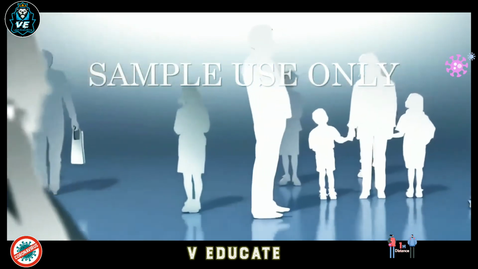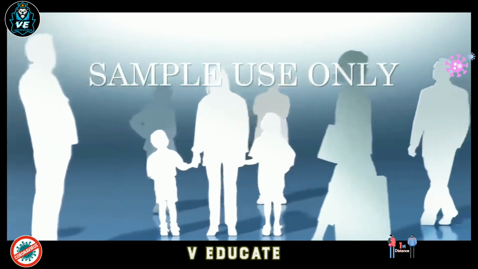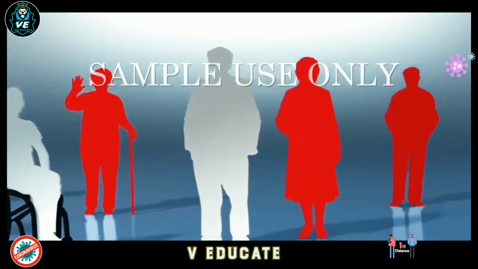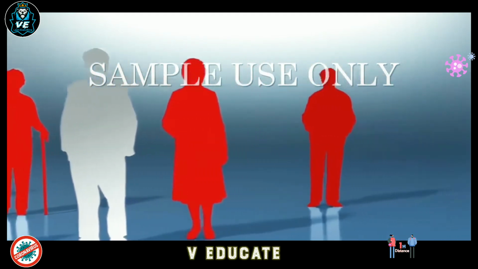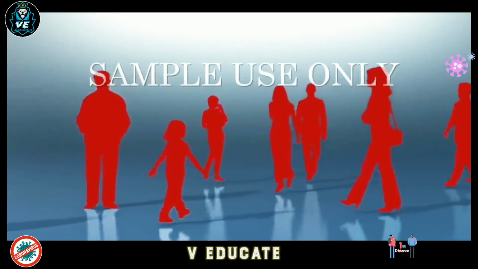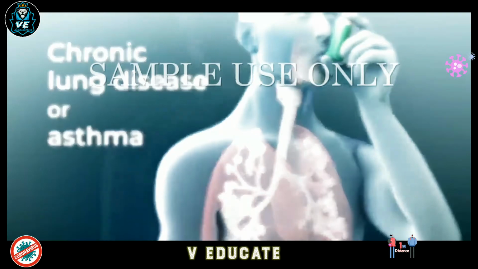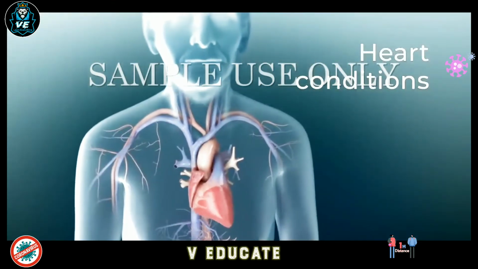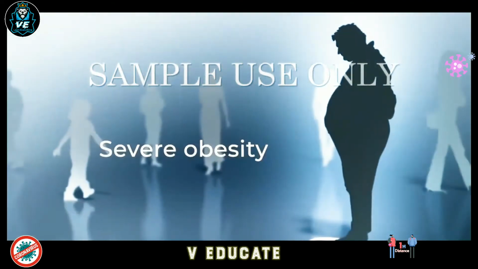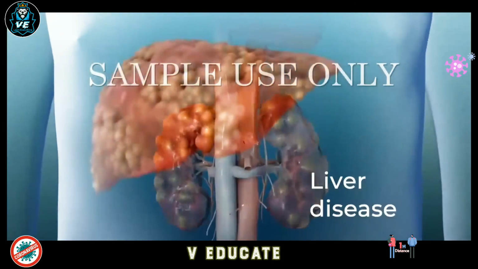For most people who have the virus, the risk for serious illness is thought to be low. People 65 years and older may have a higher risk for serious illness. And people of any age may be at high risk if they have underlying conditions, such as chronic lung disease or asthma, serious heart conditions, diabetes, severe obesity, chronic kidney disease, and liver disease.